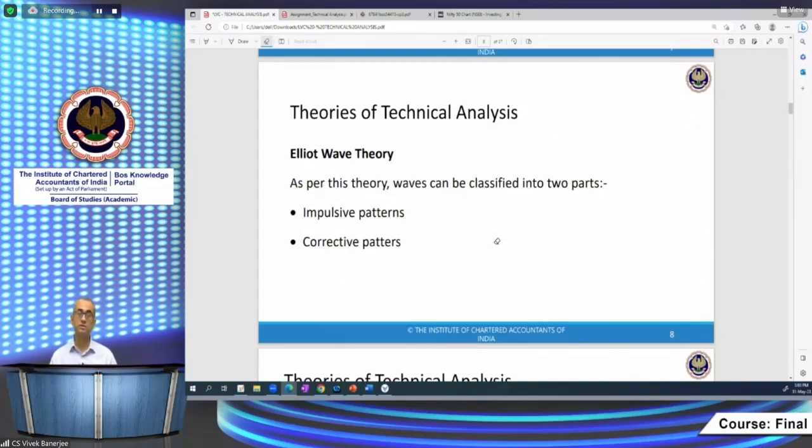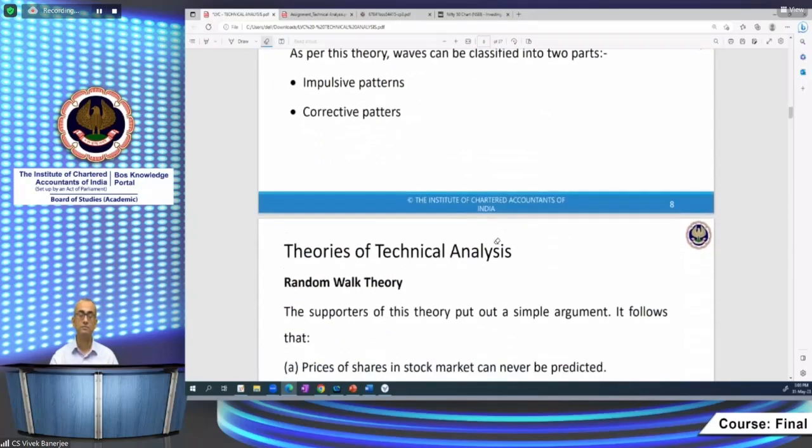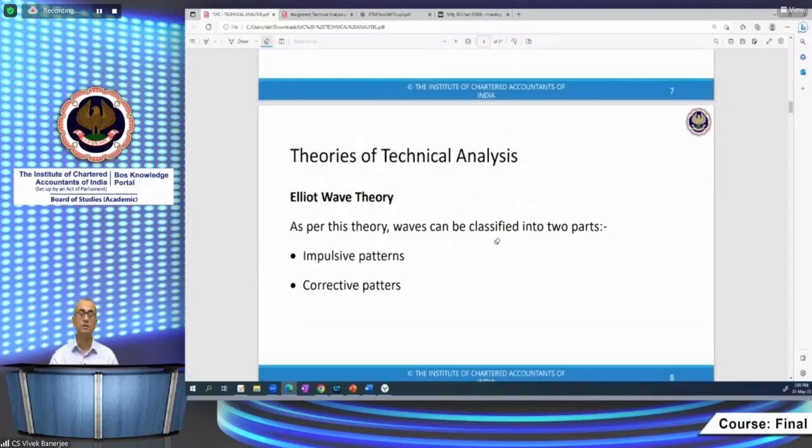After thorough research, he came to the conclusion that the stock market is not as difficult to predict as people used to say. So he devised a method of his own, which is still popular and still relevant today. It consists of two parts, that is impulsive patterns and corrective patterns.